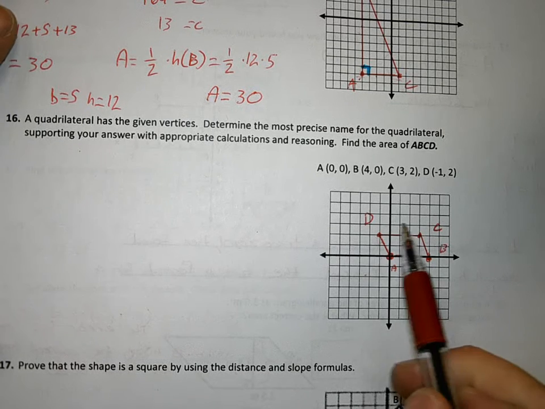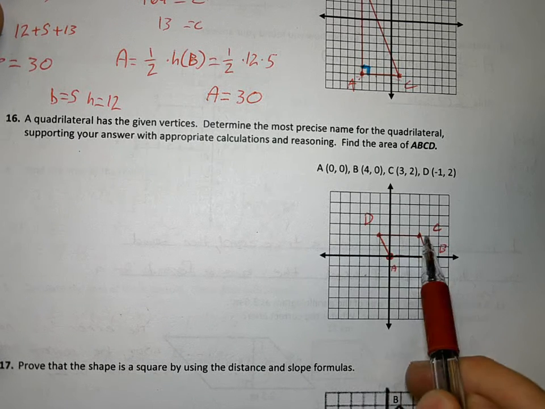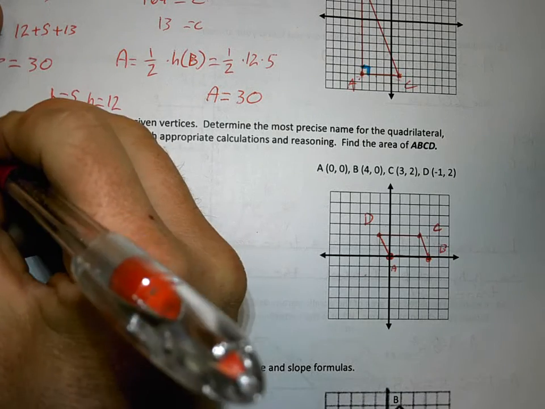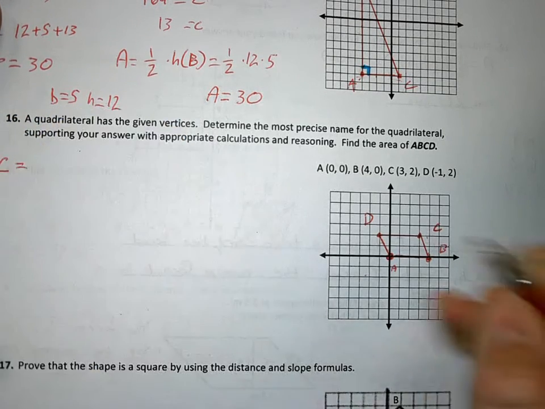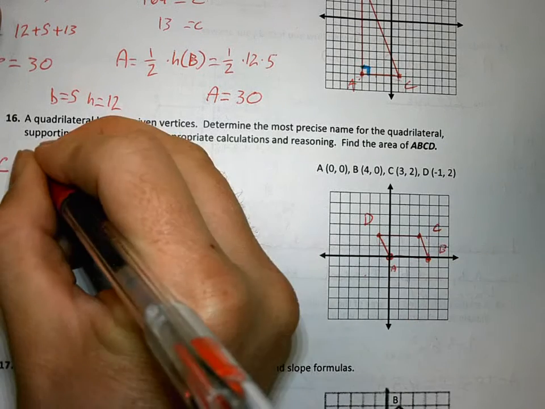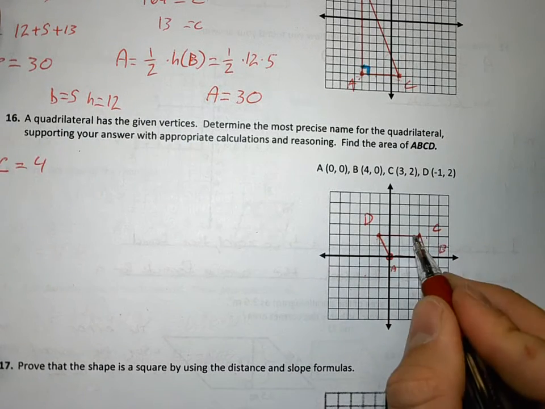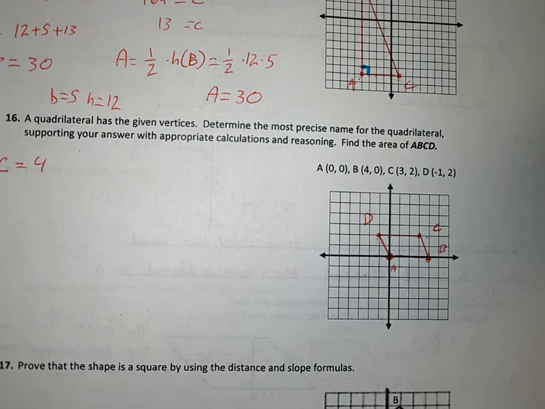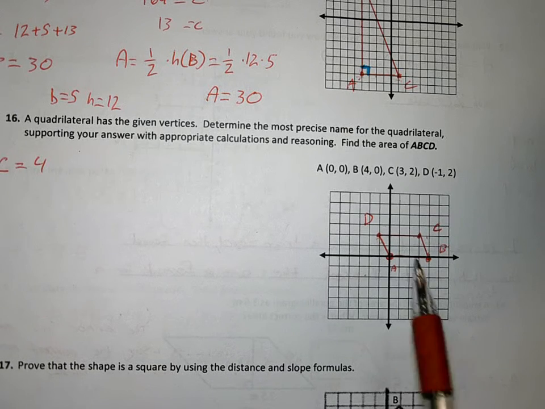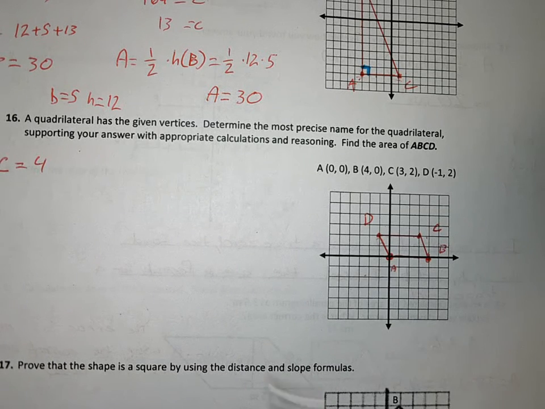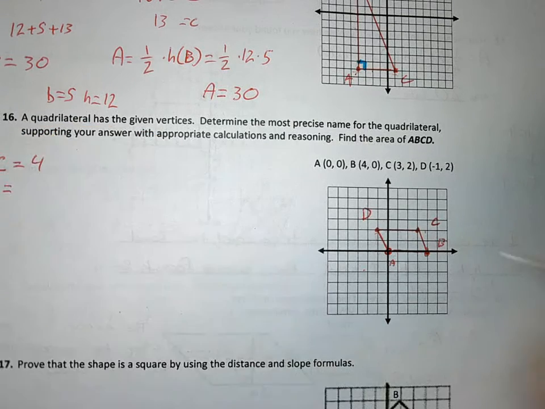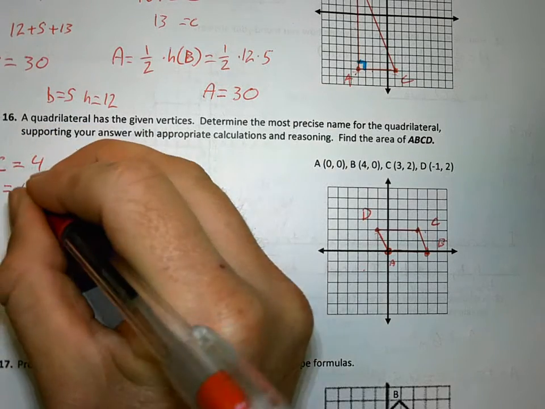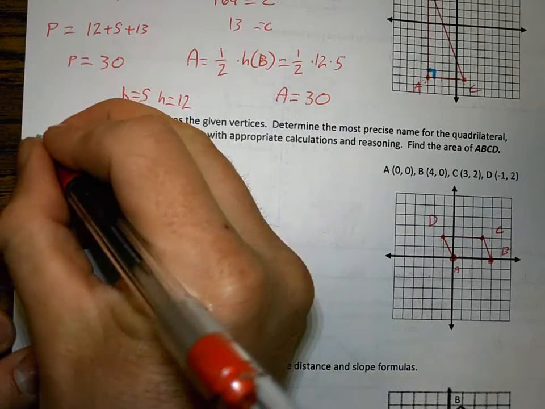So let's find the length of DC. You counted 4? Again, you can just count it. Now I want to prove the length of the side opposite of DC, AB. AB is also a length of 4. These are my side lengths.